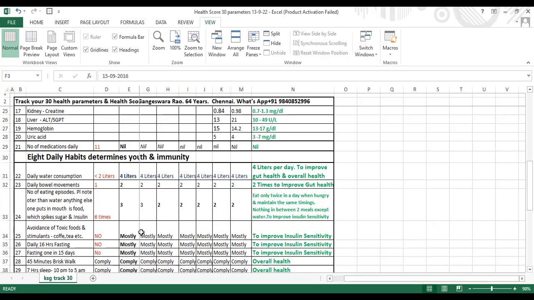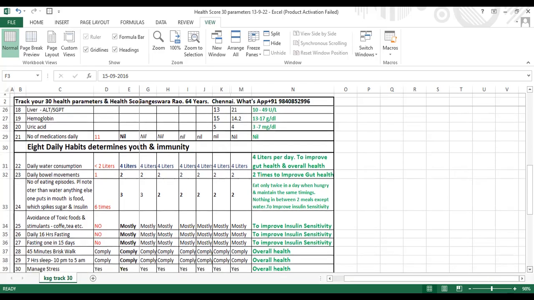Avoidance of toxic food. So what we need to do now: eat only twice a day when hungry and maintain the same timings. Nothing in between 2 meals except water, to improve our insulin sensitivity. Only eat 2 times a day, whatever you want you can eat. Try and avoid high carb foods. That will ensure your health, friends.